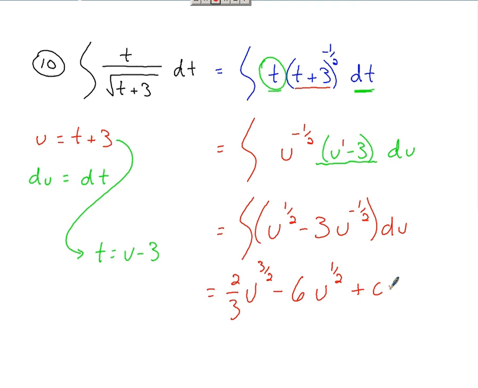We've taken our antiderivative, we've done so in terms of u. Got to go back to the original variable, which was in terms of t, and basically substitute back in. So substituting back in for u is t plus 3. We've got 2/3 times the quantity t plus 3 to the 3/2, minus 6 times the quantity t plus 3 to the 1/2, plus c.